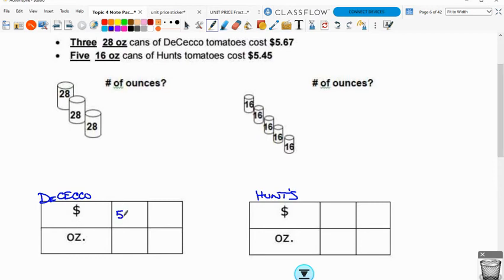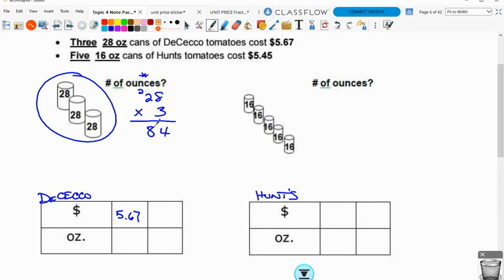So I'm going to put $5.67 as my cost. For my ounces, it is not for 28 ounces. Notice that you're buying 3 28-ounce cans. So we have to determine here how many ounces is that going to be. So I'm paying $5.67 for these 3 cans. So I'm going to do 28 times 3. Okay, and that's going to give me a total of 84 ounces altogether. So $5.67 was for 84 ounces of tomatoes.